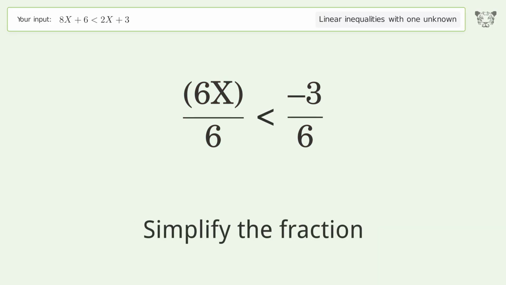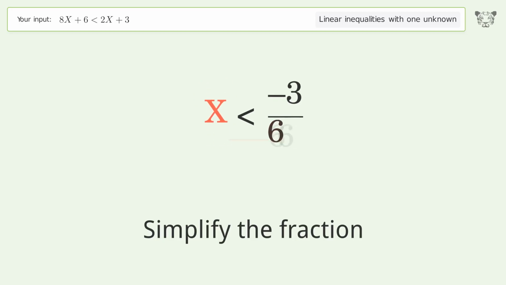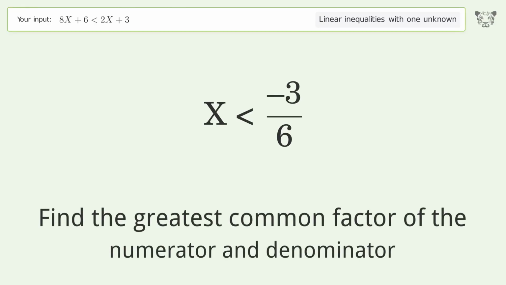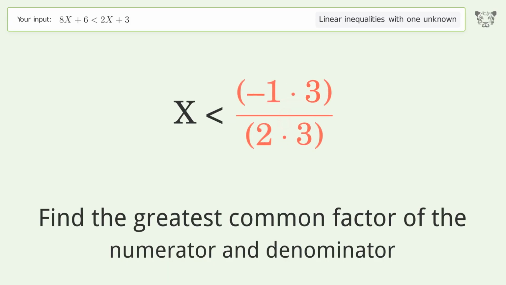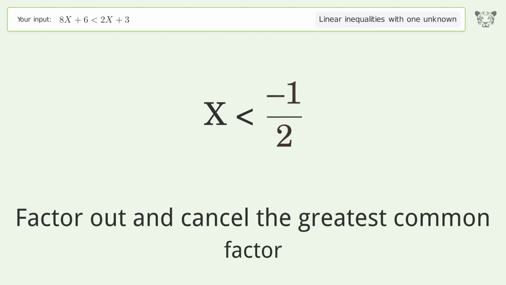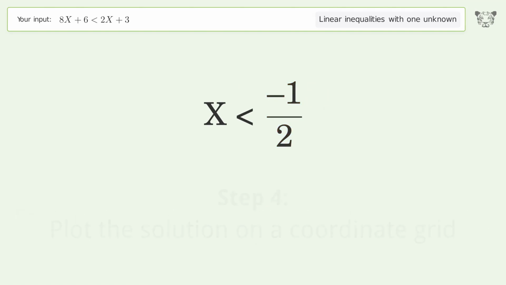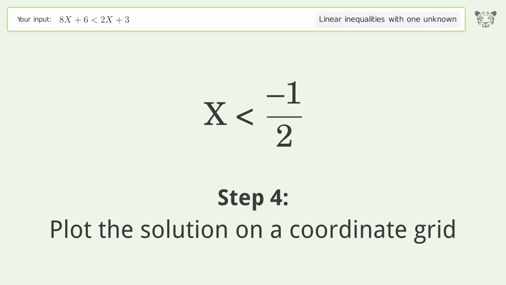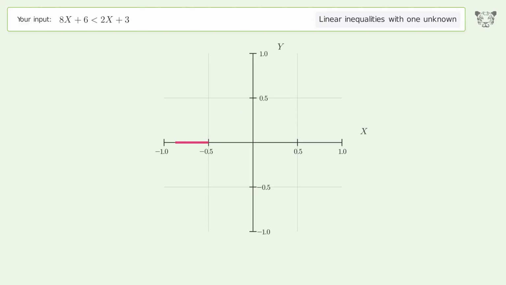Simplify the fraction. Find the greatest common factor of the numerator and denominator. Factor out and cancel the greatest common factor. Plot the solution on a coordinate grid. And so the final result is x smaller than -1/2.